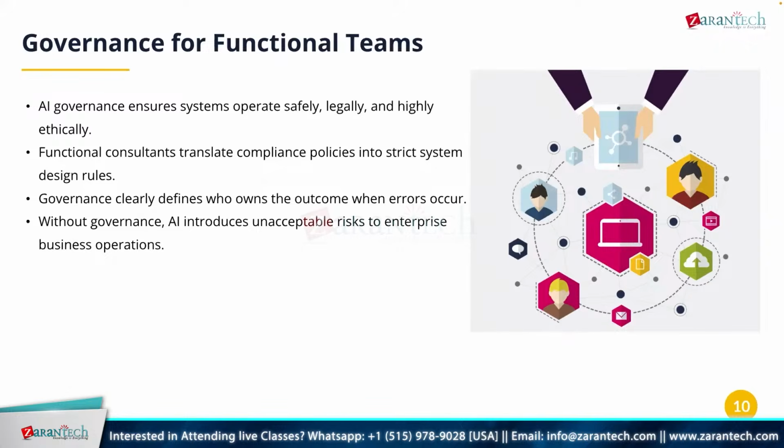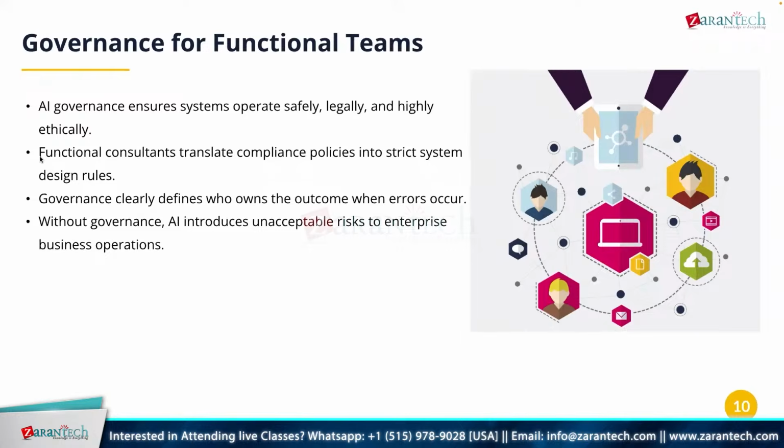Similarly, if you go for inventory and replenishment, what are the responsibilities? You have to approve reorder recommendations and safety stock changes. What are the governance rules there? Auto reorder is allowed for low value items and manual approval for critical SKUs. So like this, governance for functional teams can be incorporated.